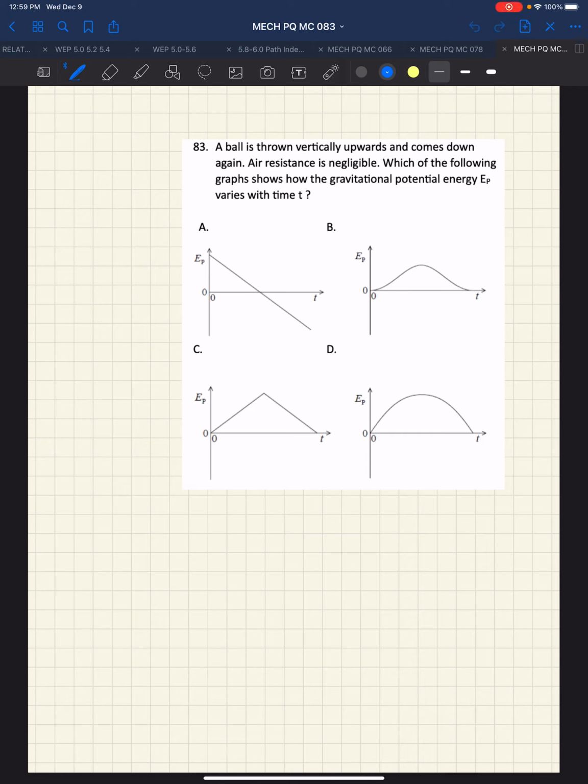So in this situation, we have a graph. We're going to go right at the axes: the origin is here for all of them. The y-axis for all is the potential energy. The x-axis for all of them is the time.